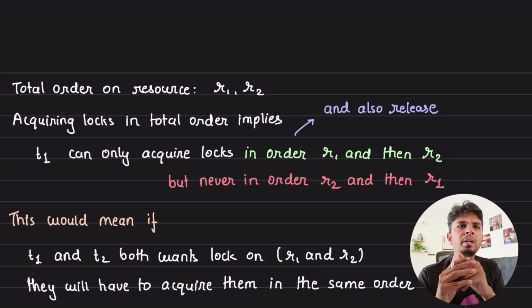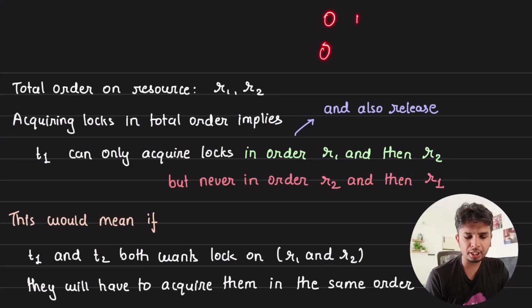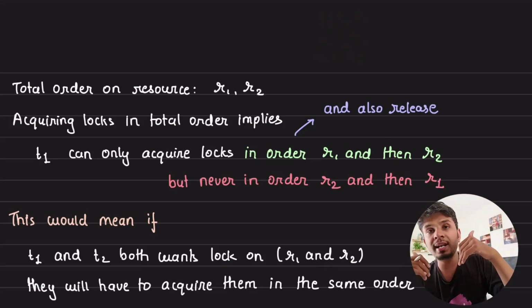How come? Because, for example, in this case, the situation where T1 and T2 are cross acquiring the locks would never happen.